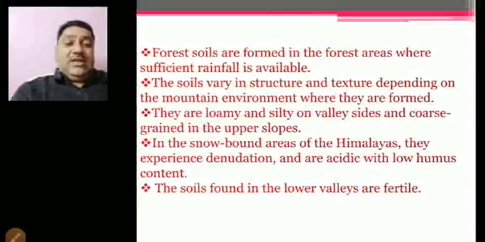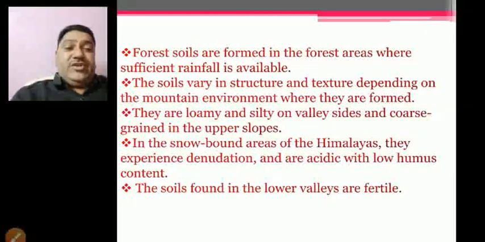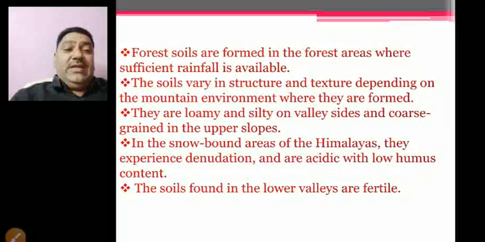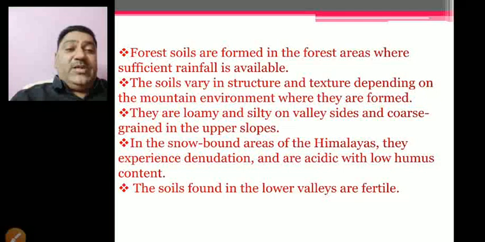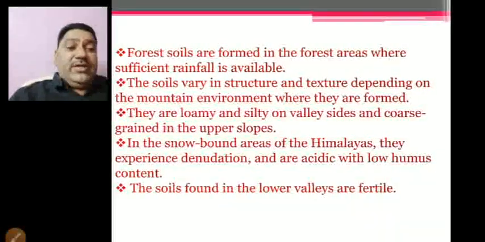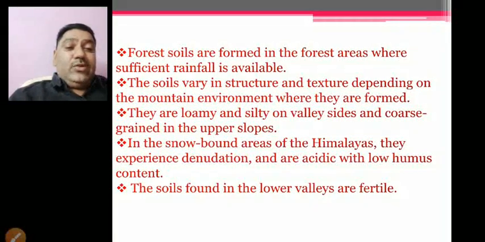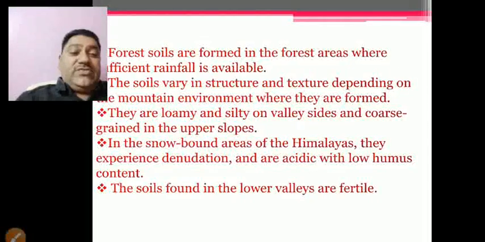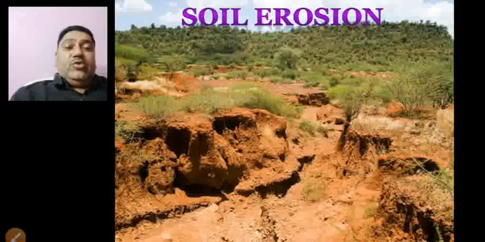Next is, and the last is forest soil. Now forest soil is formed in forest areas where there is sufficient rainfall and in the mountainous and hilly areas. This soil varies in structure as well as texture depending upon the mountain environment. For example, in the valley sides it is loamy and silty, and in the upper parts of the slope it is coarse grain, that is big particles. But in snow-bound areas of Himalayas, they have undergone denudation, and therefore this is acidic with low humus.